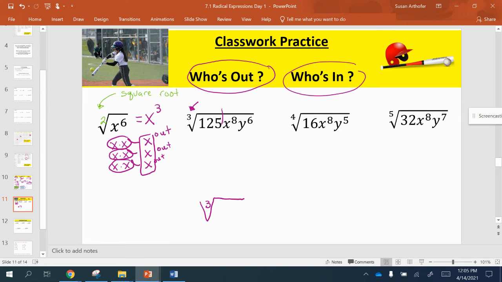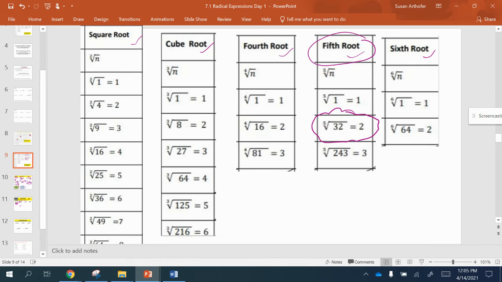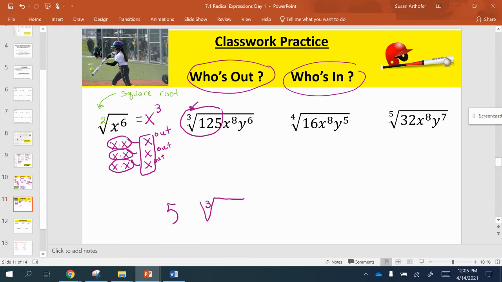So one thing at a time. Cube root of 125. If you don't know that, you go to the chart. Cube root of 125 is right there. It's 5. Out is 5. Because 5 times 5 times 5 is 125.